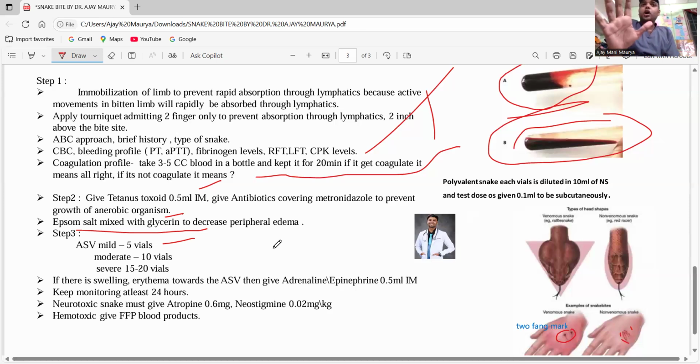So that's why, guys, in your pocket, at your bedside, you must have adrenaline or hydrocortisone. In case of an allergy to the anti-snake venom, we have to give it to the patient.